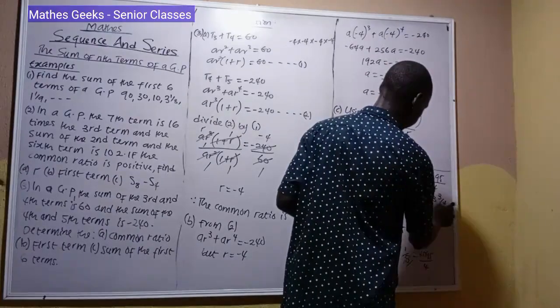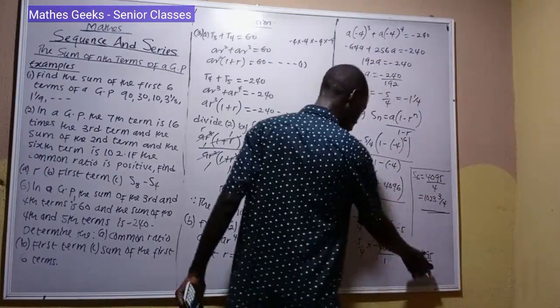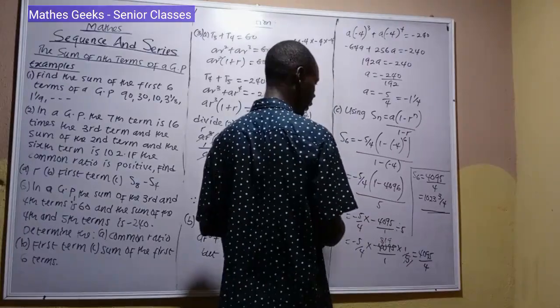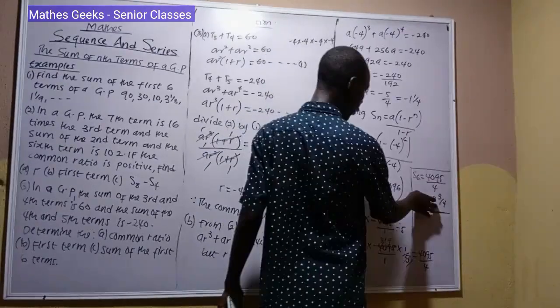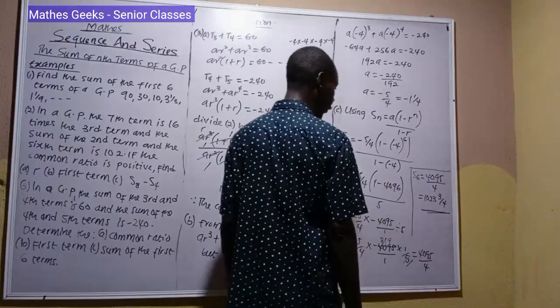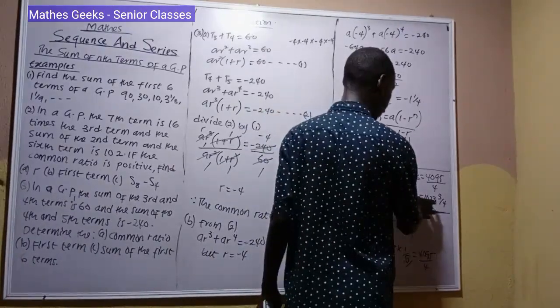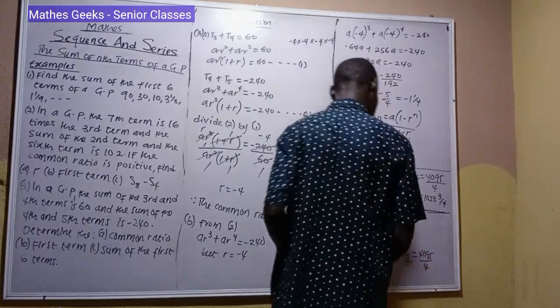3 over 4. So you can stop here, which is the sum of the first six terms of the GP, or you can express it as a mixed fraction. As a mixed fraction it is 1023 and 3 over 4.